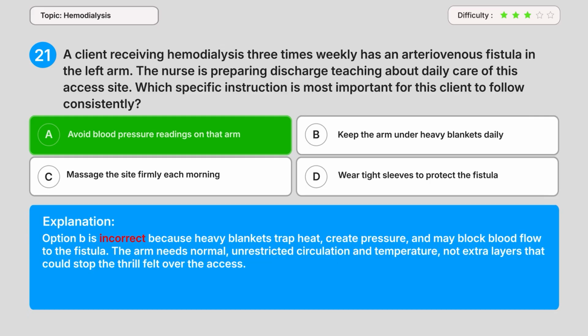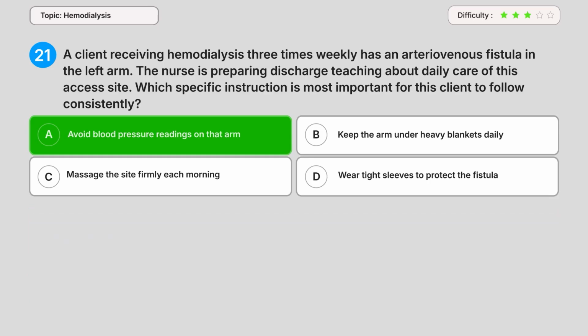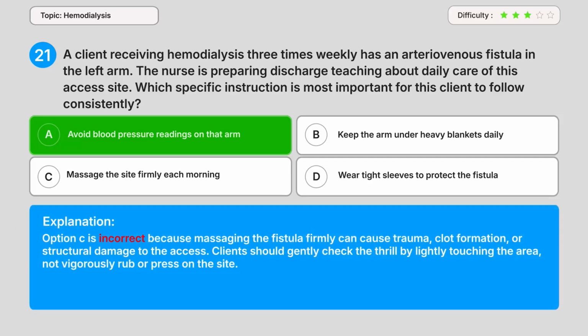Option B is incorrect because heavy blankets trap heat, create pressure, and may block blood flow to the fistula. The arm needs normal, unrestricted circulation and temperature, not extra layers that could stop the thrill felt over the access. Option C is incorrect because massaging the fistula firmly can cause trauma, clot formation, or structural damage to the access. Clients should gently check the thrill by lightly touching the area, not vigorously rub or press on the site.